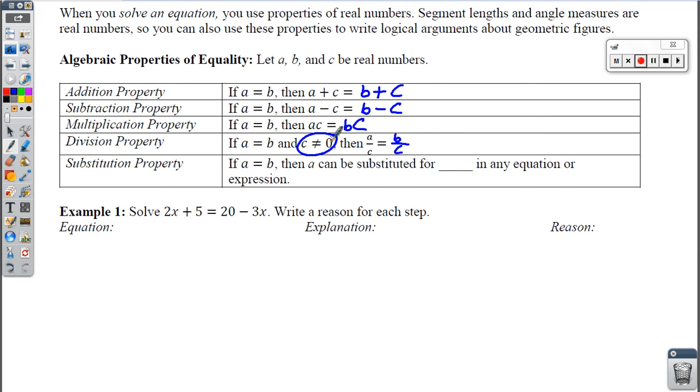And then the last one, substitution property. So if A is equal to B, then we can substitute A for B in any equation. So if A and B are equal, we can take A and just replace B with A.